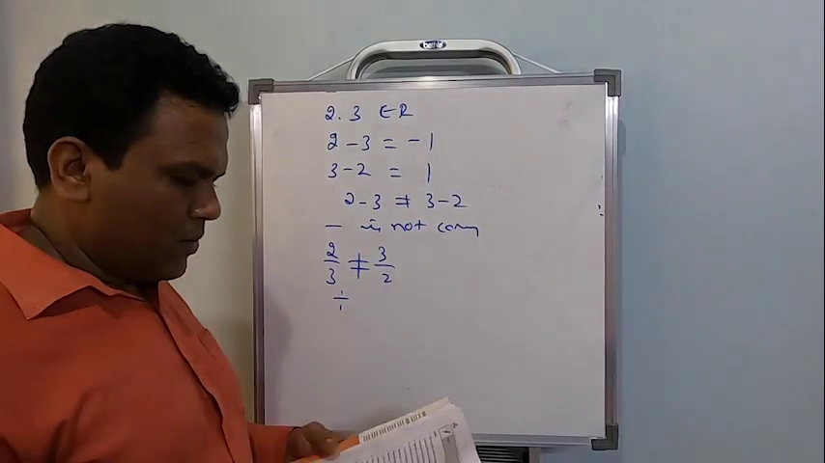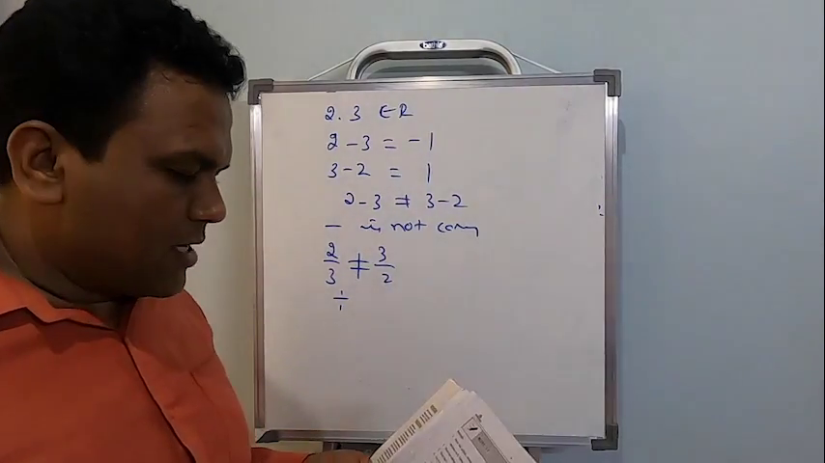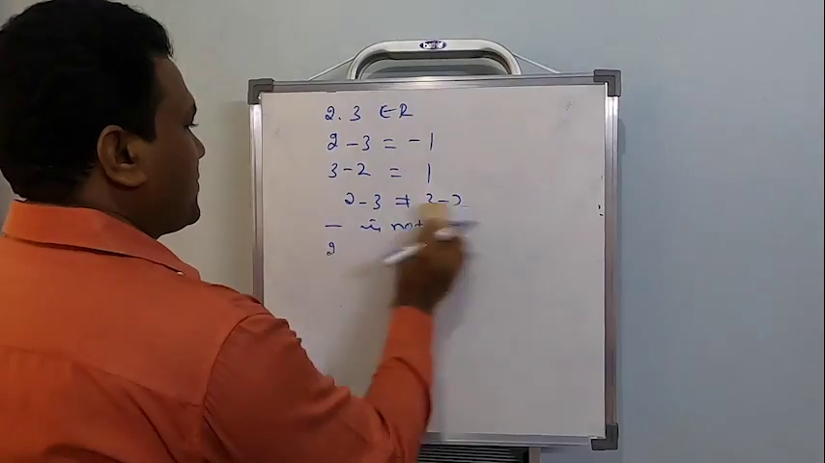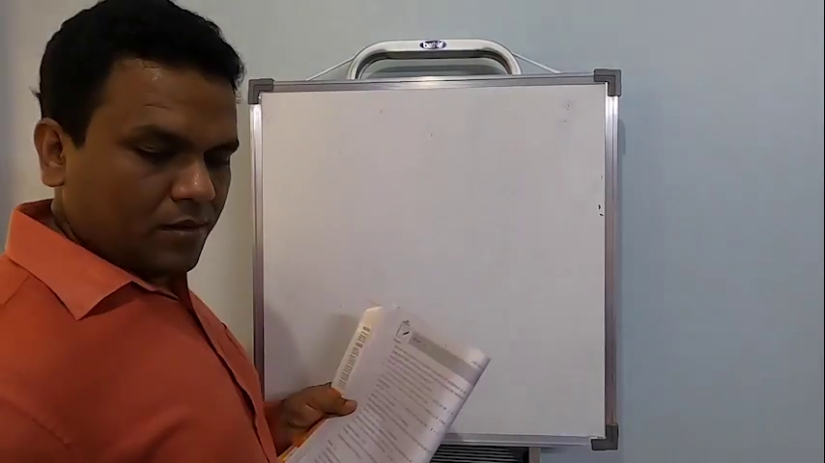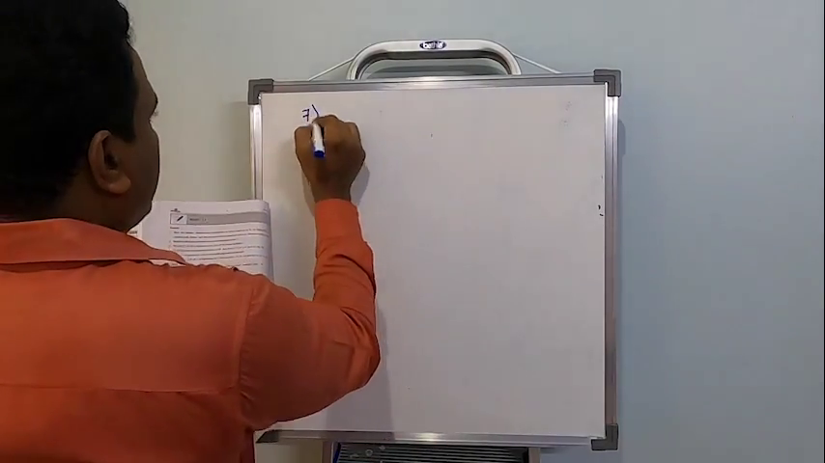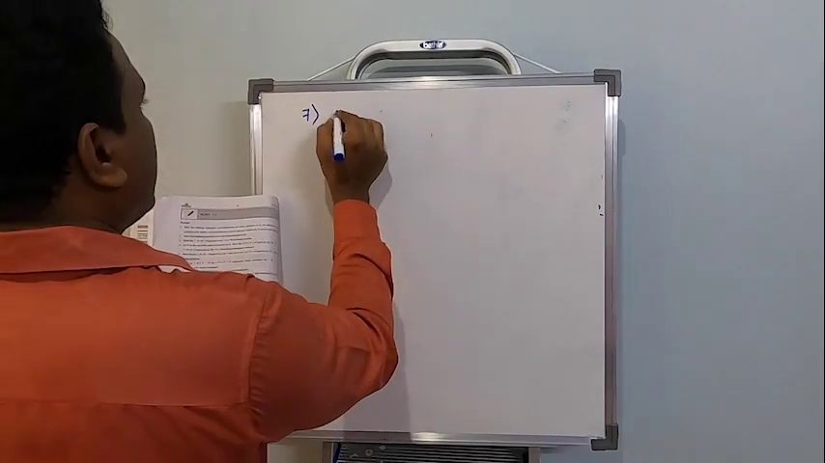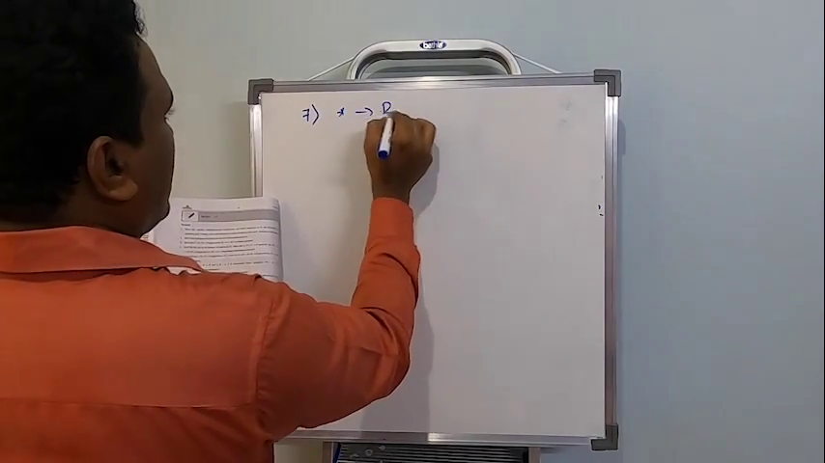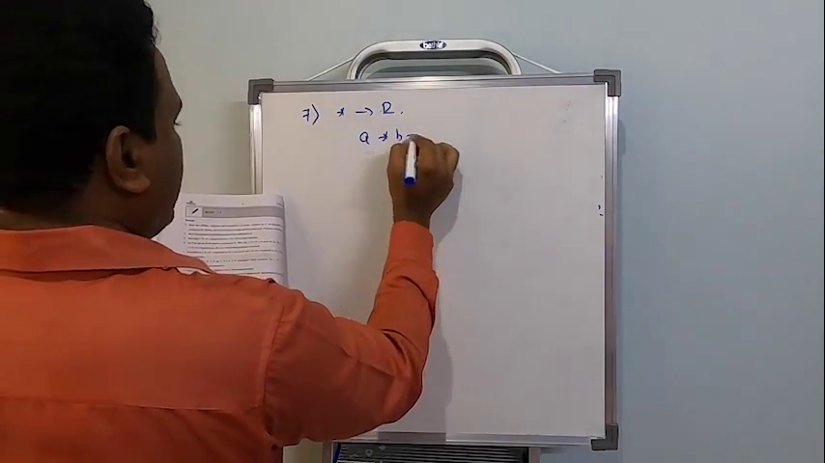Fine students, now we're done with problem number 6. Let's move to problem number 7. In problem number 7, star is defined on real numbers as a star b equal to a plus 2b.